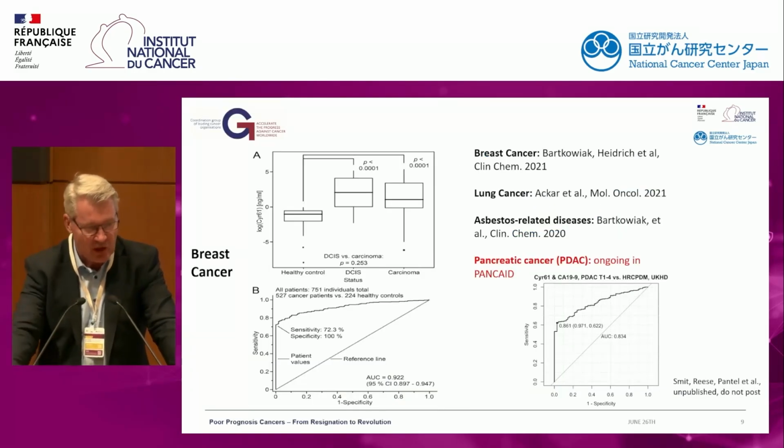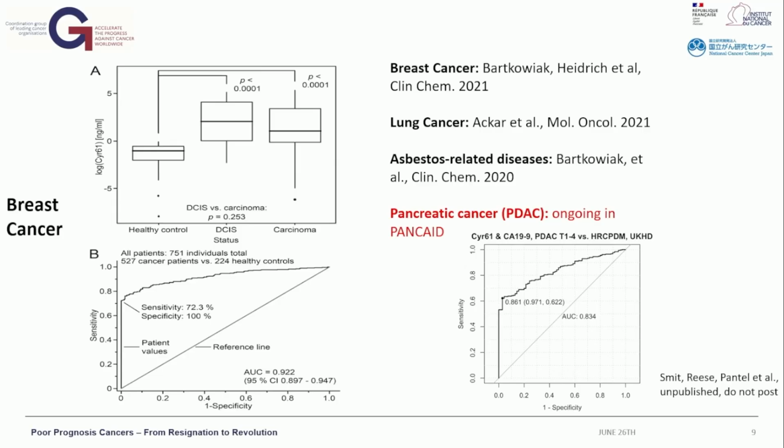Just to show you one set of data, I think that we have, for example, looked here at proteins in my lab. We have identified one protein, and I think the title is missing. It's called CCN1 or CYR61. It's a stress-related protein. We have previously published that it could distinguish between breast cancer already in very early stages and healthy individuals. We also have some data on lung cancer and asbestos-related diseases.